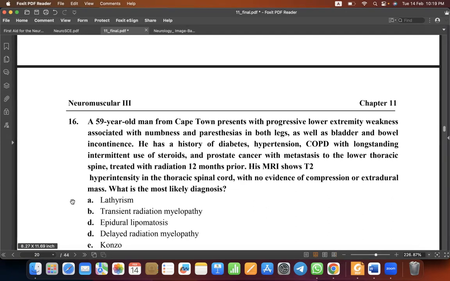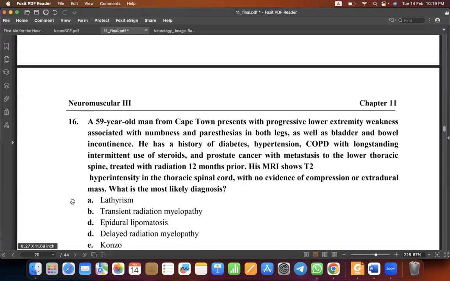Treated with radiation. MRI shows T2 hyperintensity in the thoracic spinal cord, no evidence of compression or extradural mass. Okay, so whenever we get a patient with myelopathy, the patient typically has bladder involvement, bowel involvement, and there is a T2 hyperintensity in the thoracic spinal cord, so there is some myelopathy as well. So there is no compression, no extradural mass. Whenever we are not getting an extradural mass, the possibility of epidural lipomatosis is less.